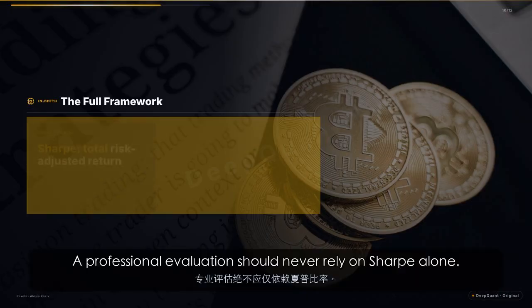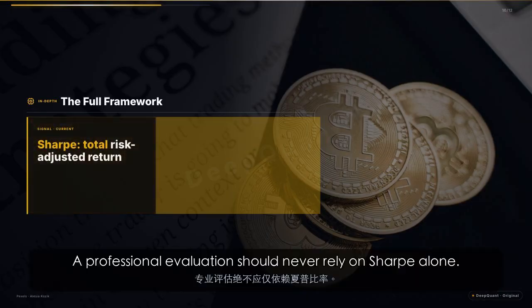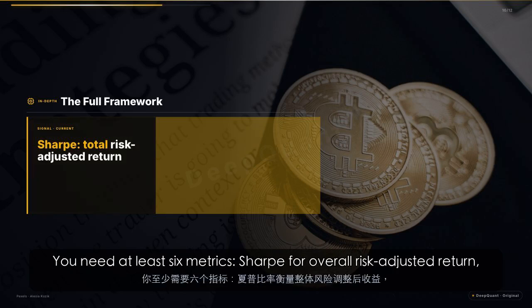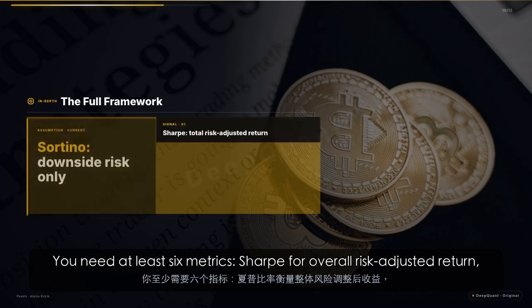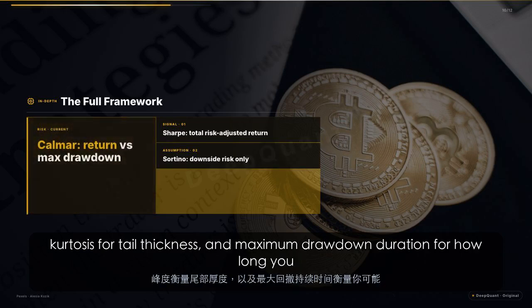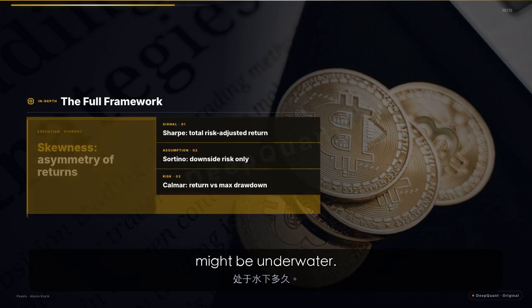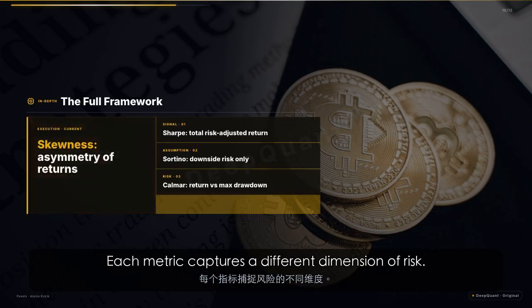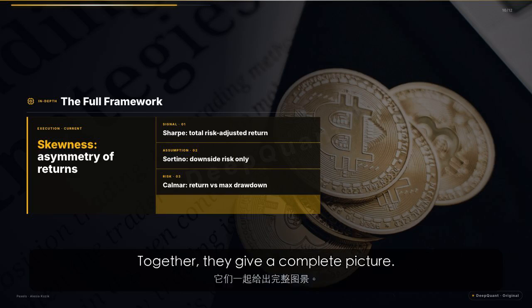A professional evaluation should never rely on Sharpe alone. You need at least 6 metrics: Sharpe for overall risk-adjusted return, Sortino for downside risk, Calmar for drawdown, skewness for asymmetry, kurtosis for tail thickness, and maximum drawdown duration for how long you might be underwater. Each metric captures a different dimension of risk. Together, they give a complete picture.